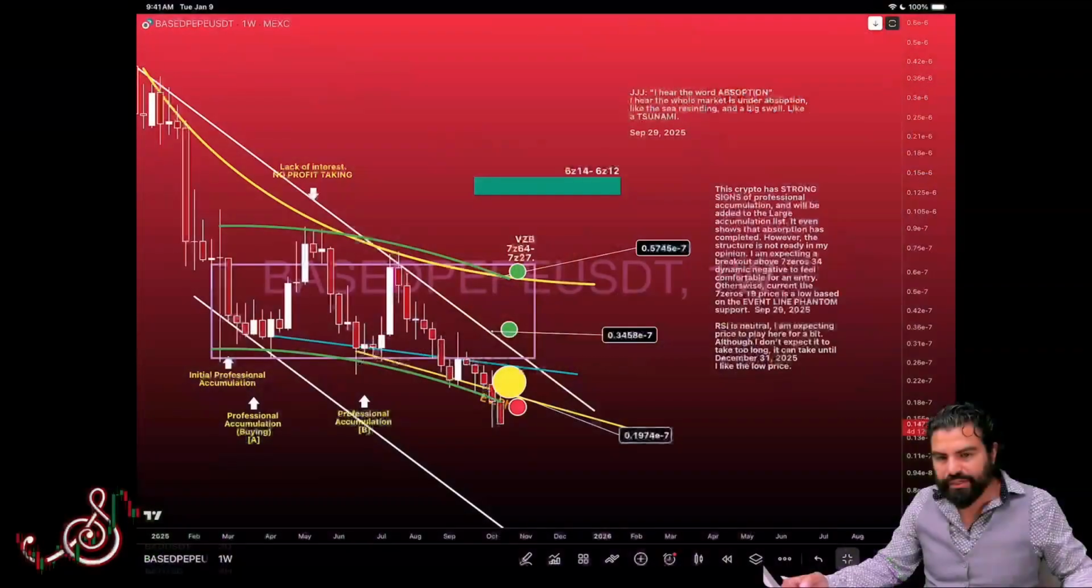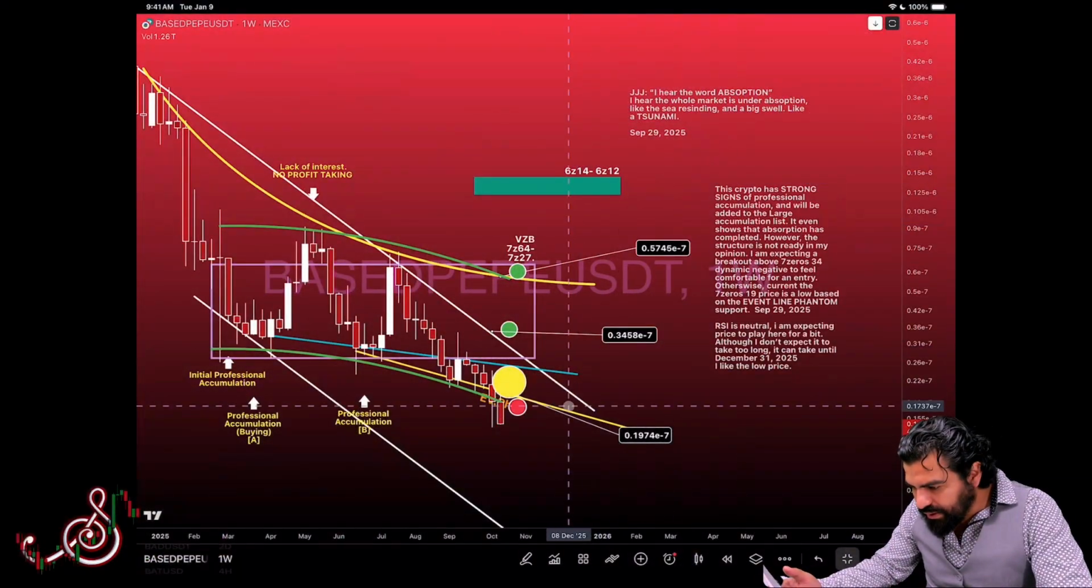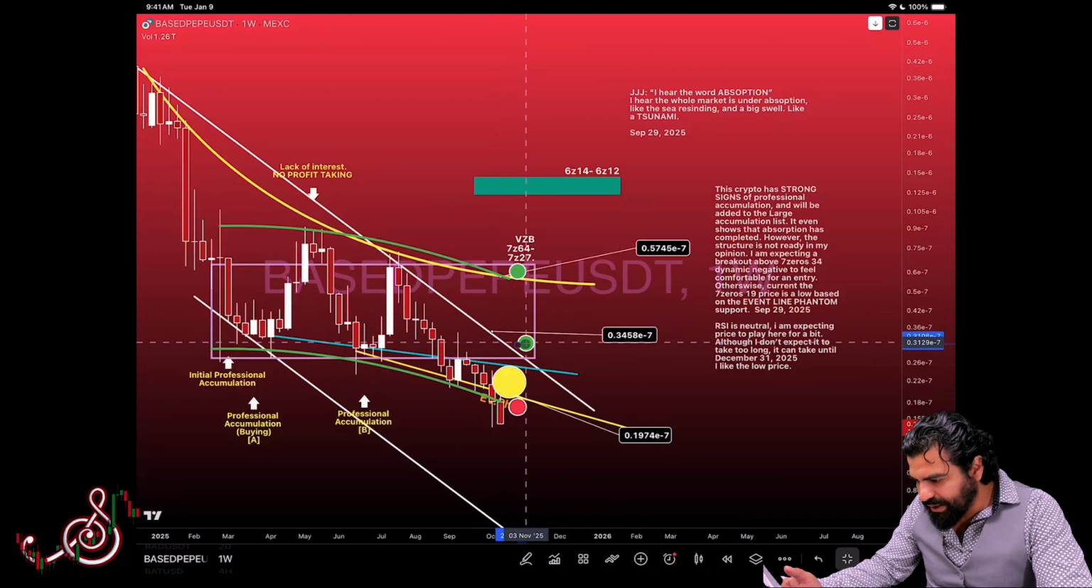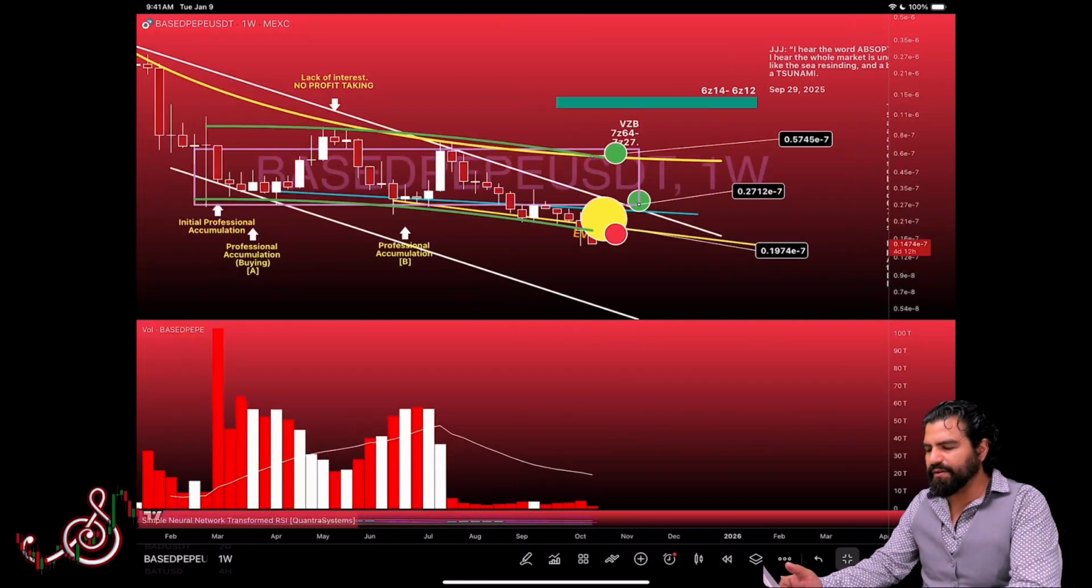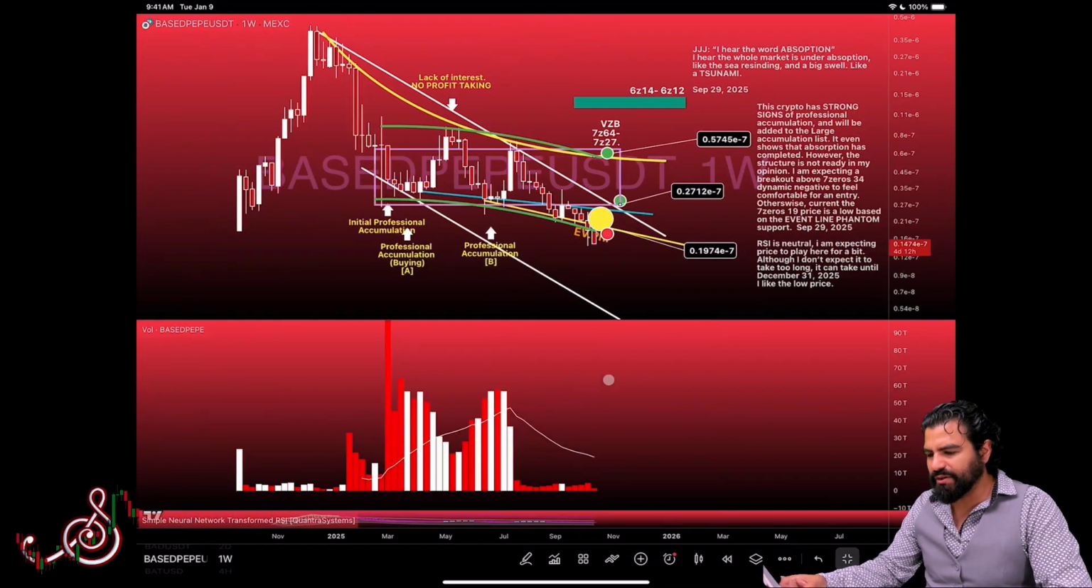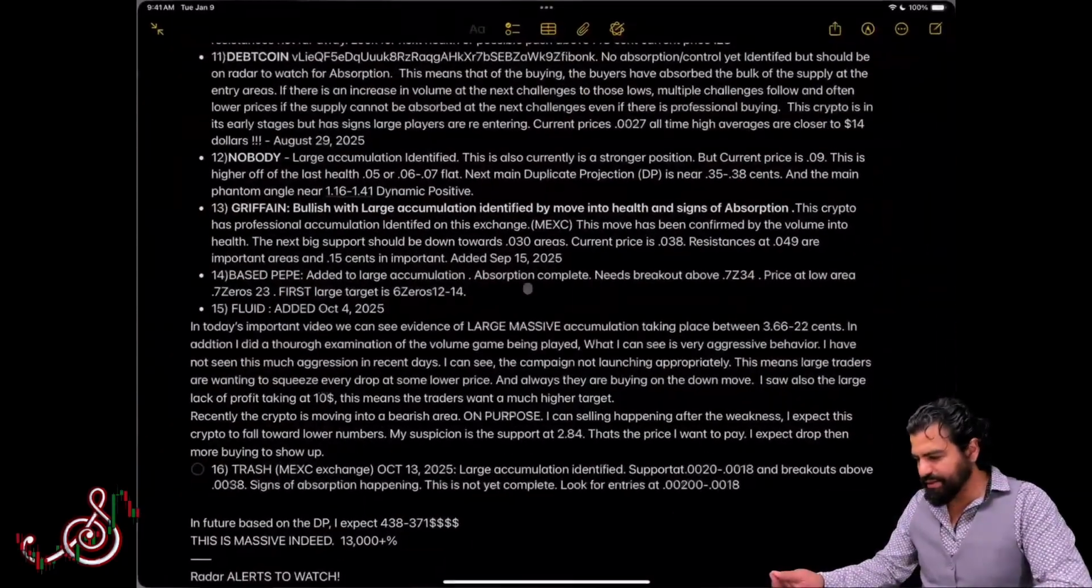So we need a breakout above 7 zeros 34. Okay, so where's my entry trigger? 7 zeros 34. Okay, so I don't have the breakout. That's going to move down to here. Let's take a look at the volume. Yep, so we still have a strong absorption. No move into health to trigger entry. That needs to say that.